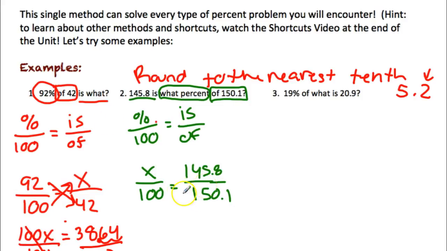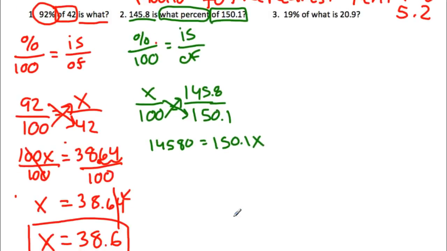Now I need to solve for x, so I'll cross multiply. 100 times 145.8. When you multiply times 100, you move the decimal point 2 to the right. So that's going to be 145.80, 14,580. And then I multiply x times 150.1, which is 150.1x. Now I want to solve for x, so I'll divide by 150.1. I divide this by 150.1, I cancel that, and I have x.